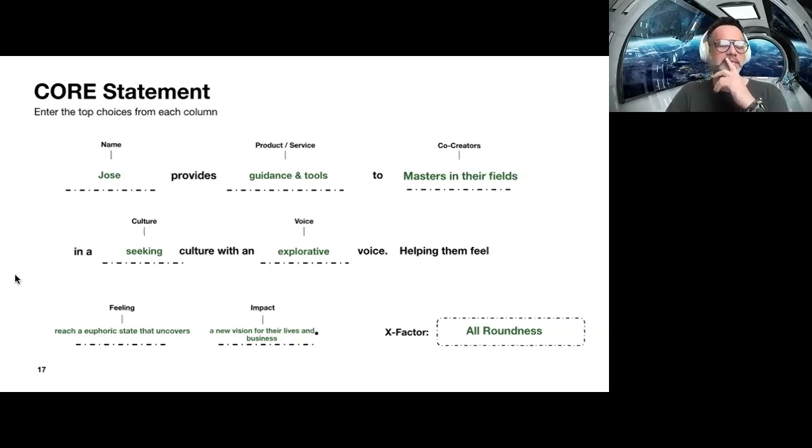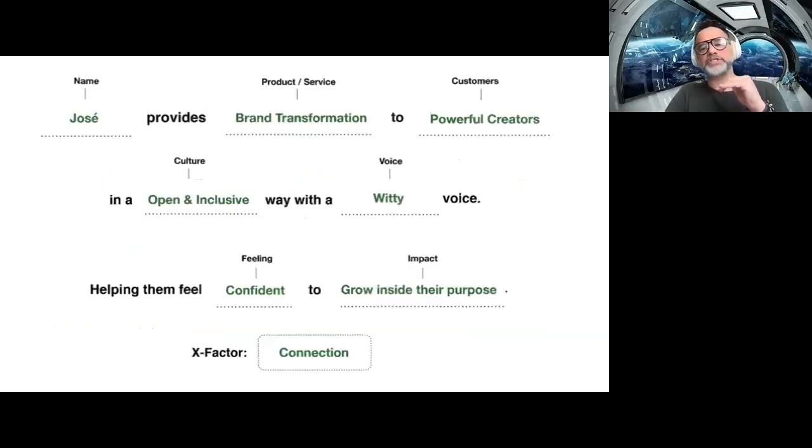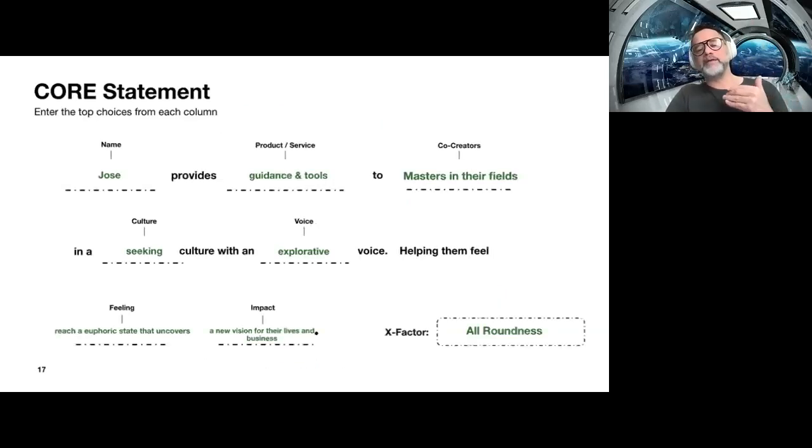How does this affect the trajectory of my understanding? This is the previous one. Jose provides brand transformation to powerful creators in an open and inclusive way with a witty voice, helping them feel confident to grow inside their purpose and the X Factor's connection. That's still true. But what I'm getting from this new version, especially all-roundedness, is this idea that it's okay for me to expand beyond a narrow definition of who I'd been as a designer and begin to integrate more of the journey into what's next.